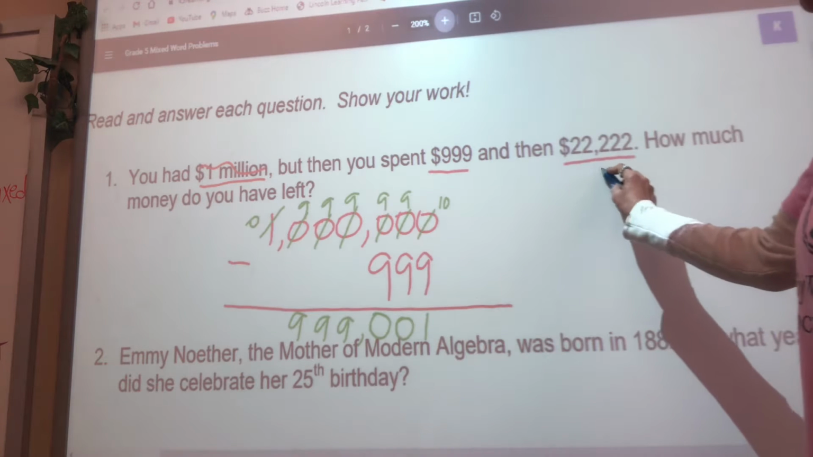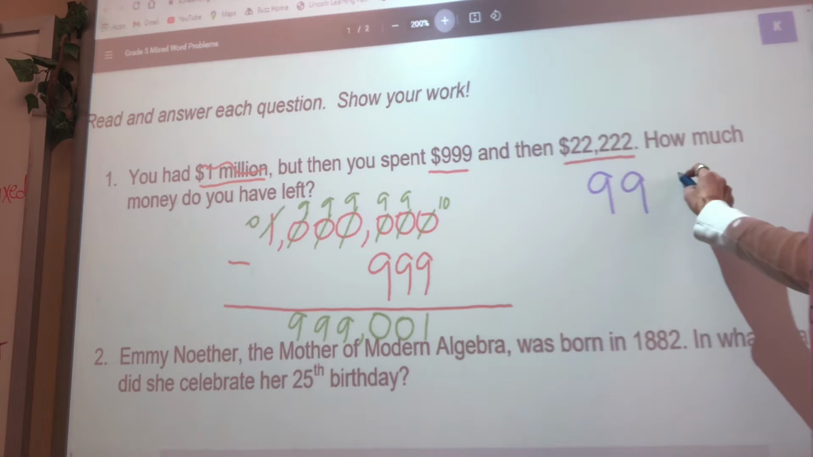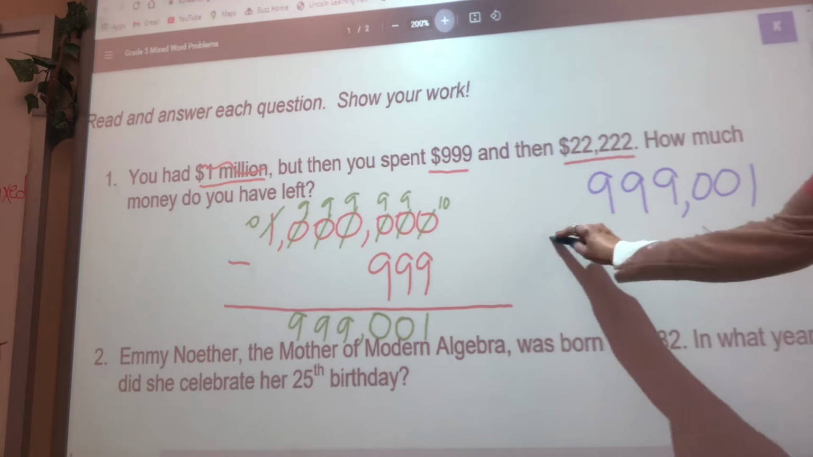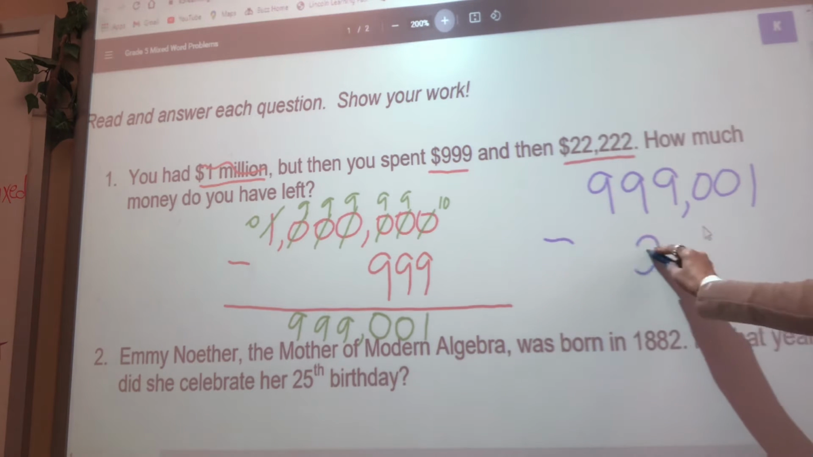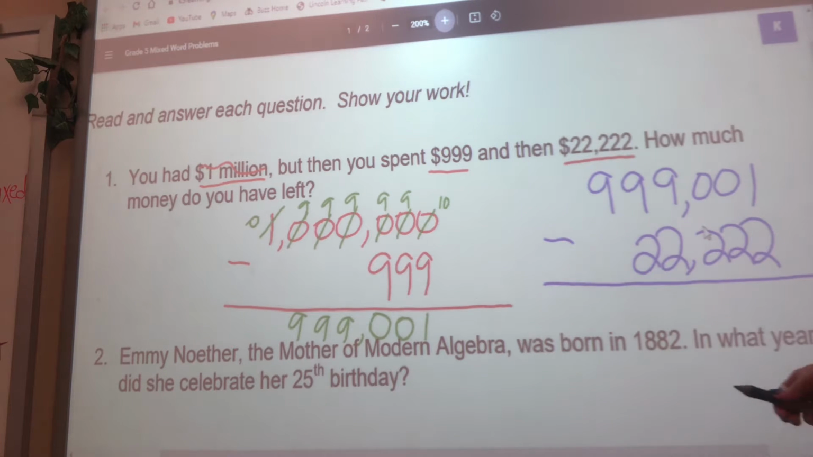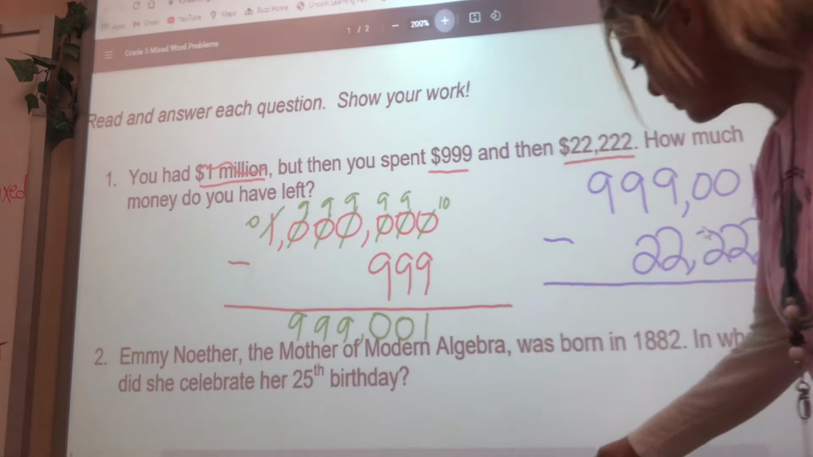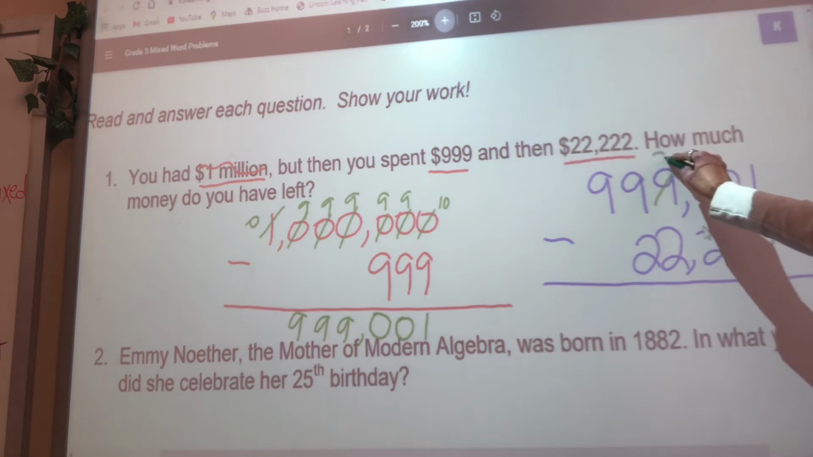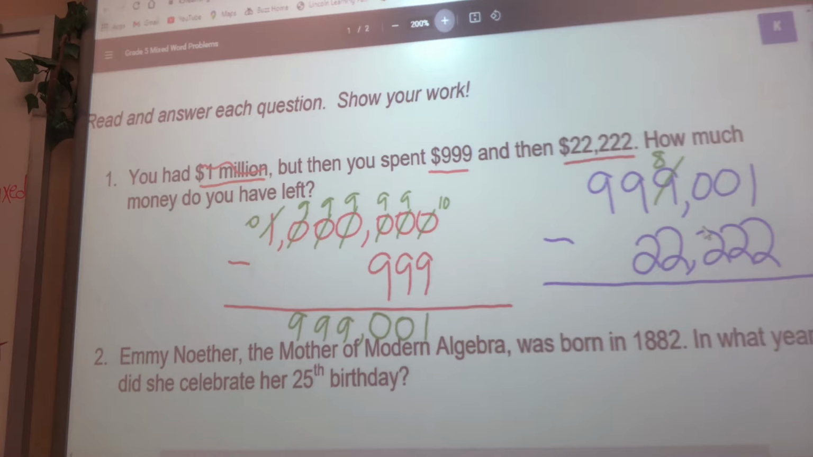But I spent $22,222 also. So I'll take what I had left after I spent the $999, and I'll subtract $22,222. Okay, we're kind of in the same situation. Can't do that. He'll let him, but he has to borrow over and borrow over. So we're going to be all the way over here before he has enough to actually loan.